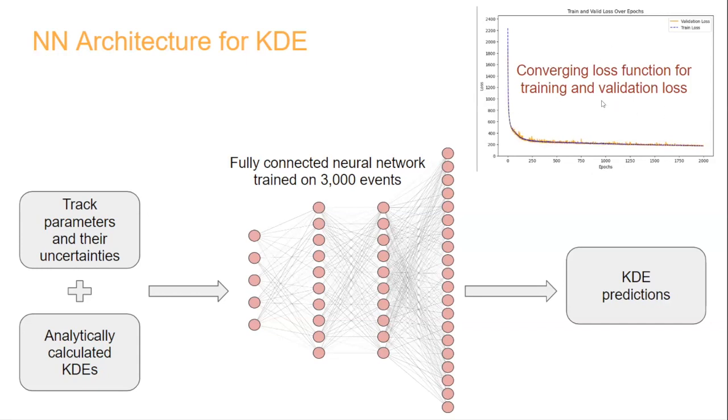This plot shows our loss function. We trained the model on 3,000 events, and the loss function converged well, as can be seen from the decreasing training and validation loss. This gives us an indication that our model is trained well, and a boost to continue the work.